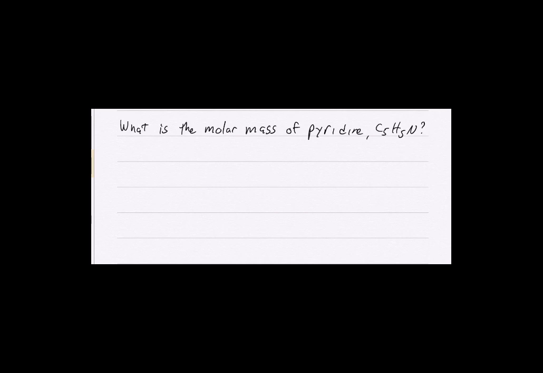In this problem, we're going to look for the molar mass of pyridine. And one thing we need to know when we're working out the molar mass is that when we see that chemical formula there, if we have a molecule of pyridine, it tells us we have 5 carbon atoms, 5 hydrogen atoms, and 1 nitrogen atom in there. Or if we have a mole of pyridine, it means that we're going to have 5 moles of carbon atoms, 5 moles of hydrogen atoms, and 1 mole of nitrogen atoms.